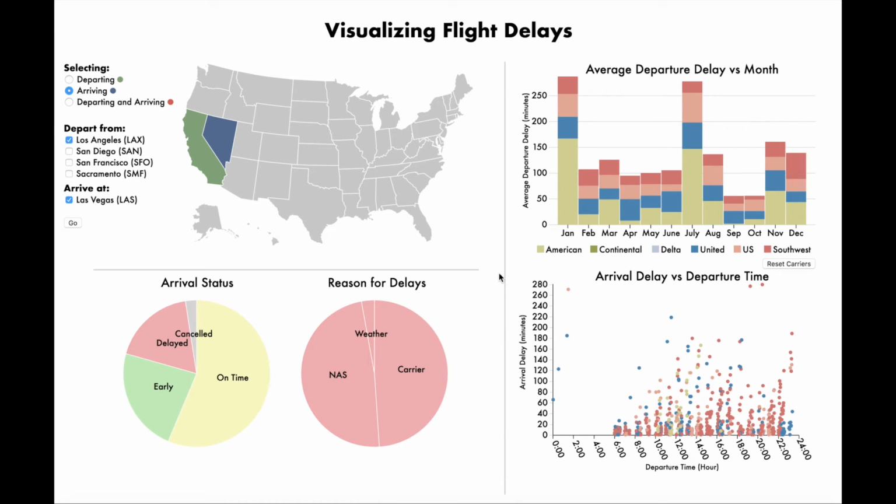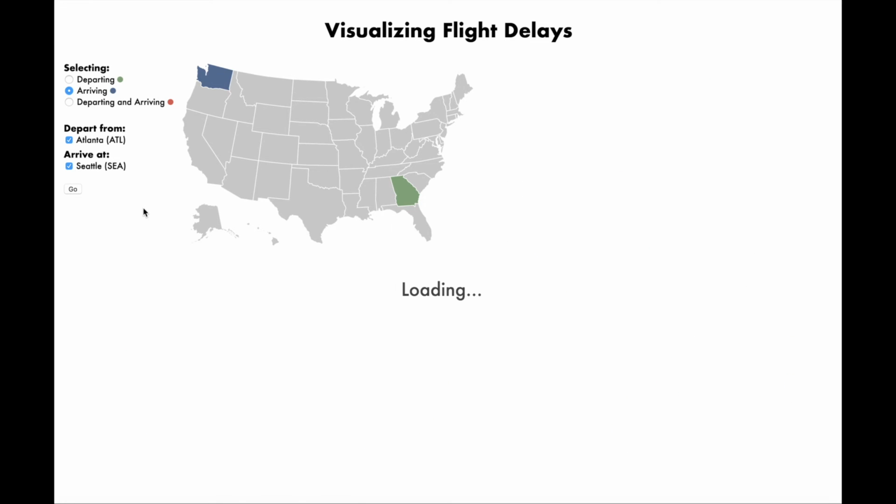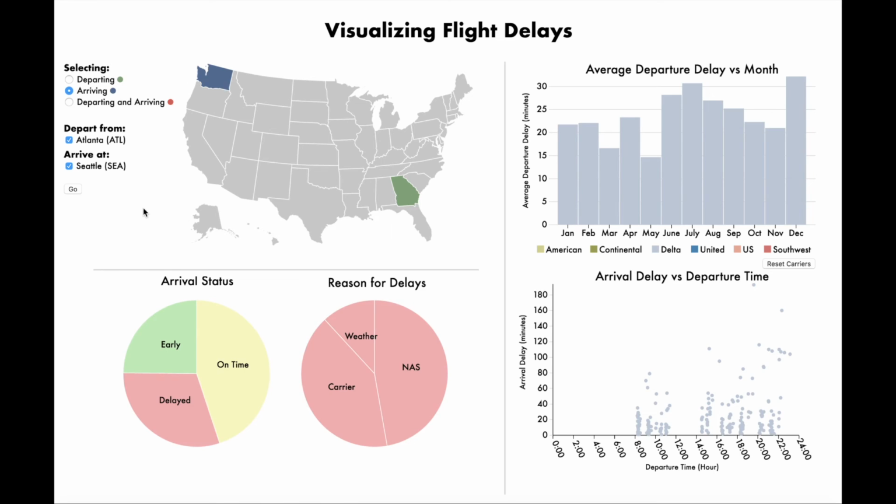Our next question is, what is the most common cause of delayed flights from Atlanta to Seattle? So first, let's depart from Georgia and arrive in Washington, and then select Atlanta and Seattle. Now the question is, what is the most common cause of delayed flights? Here we can look at the different causes for delayed flights, and we'd see that the largest segment is NAS, or National Airspace System. We learned that 47% of delayed flights are delayed due to this reason, and it's due to heavy traffic volume or air traffic control.